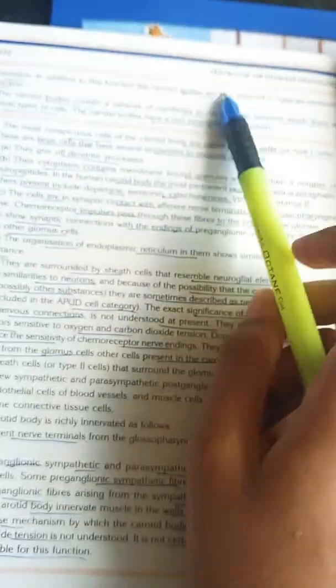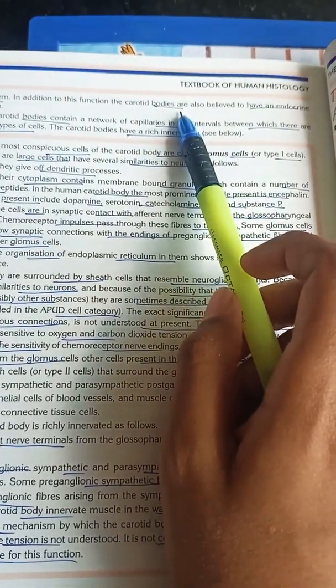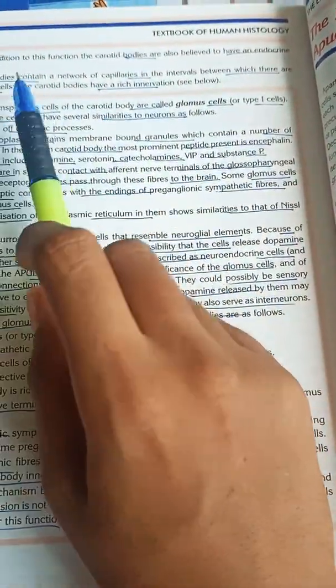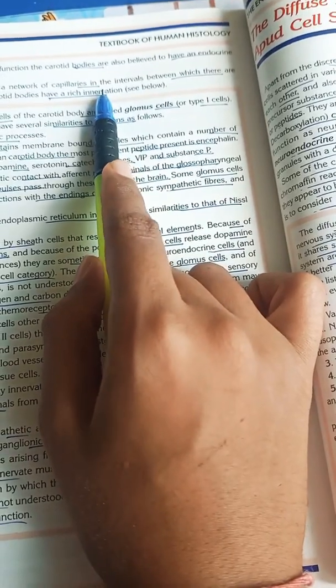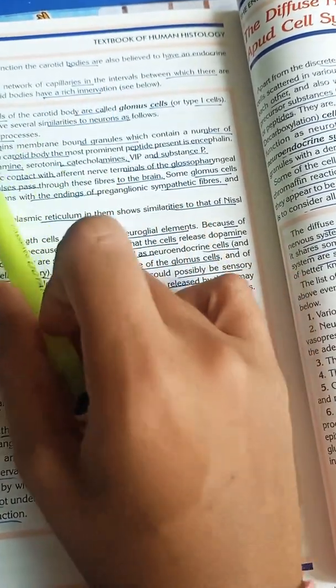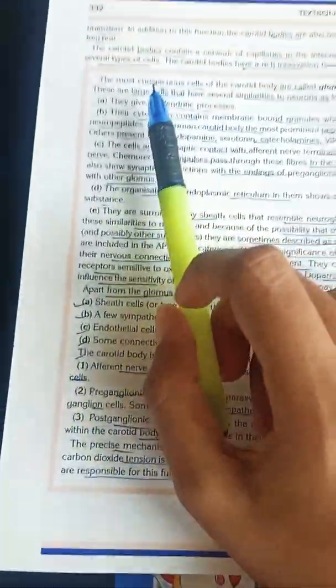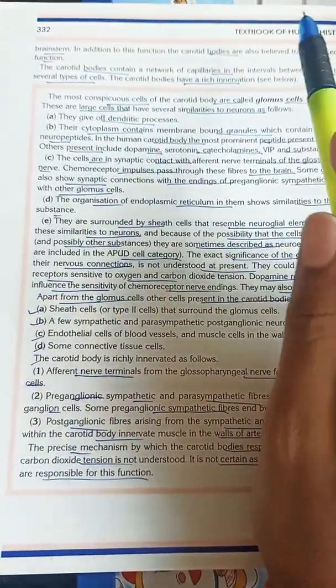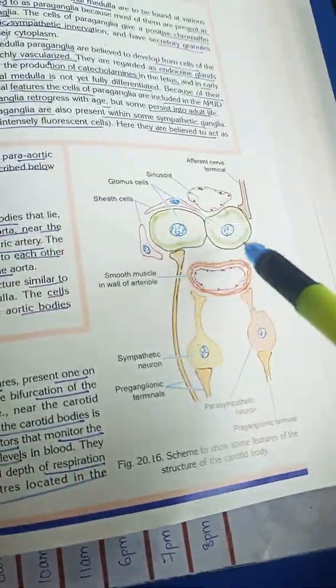In addition to this, the carotid bodies are also believed to have an endocrine function. What is that? They contain a network of capillaries, in the intervals of which there are several types of cells, and the carotid bodies have a rich innervation also. The most conspicuous cells of the carotid body are known as glomus cells. What are those? Here in this diagram you can see these are the glomus cells.